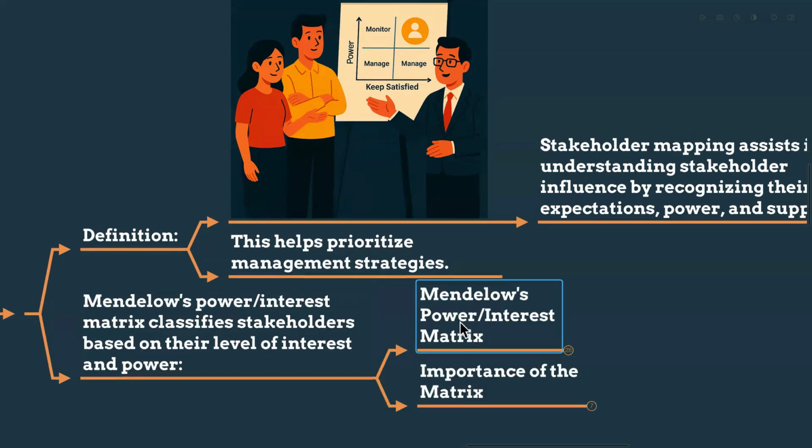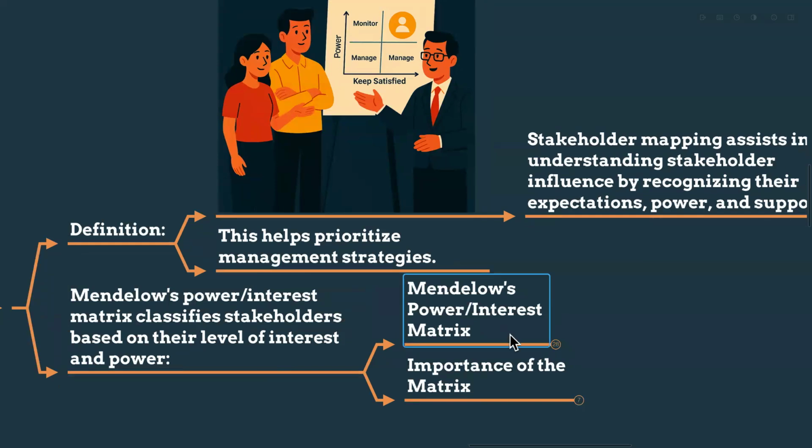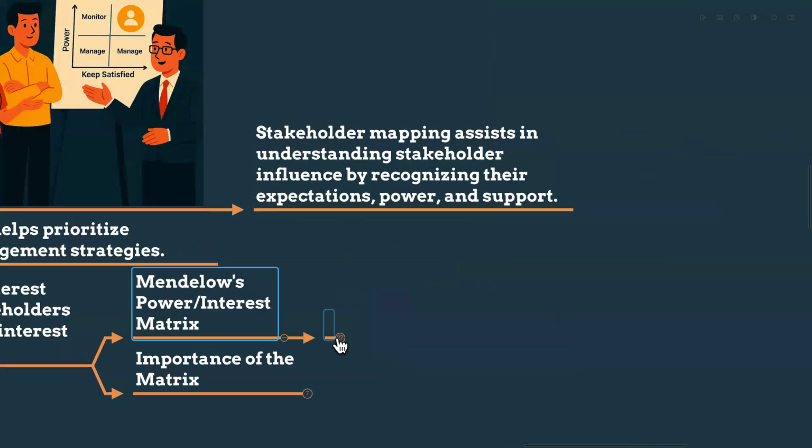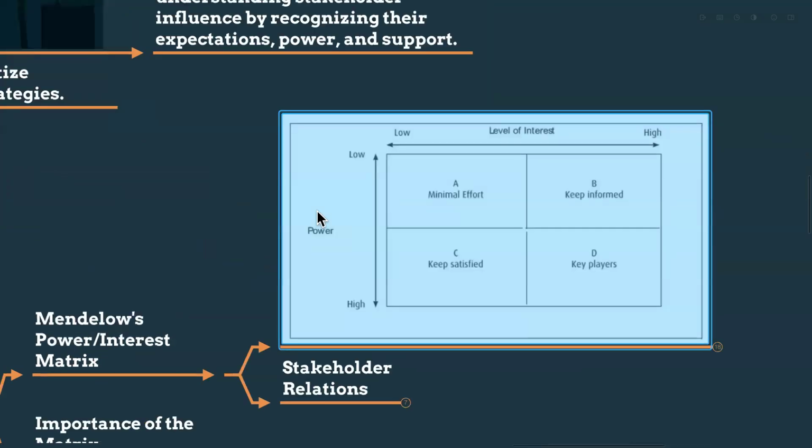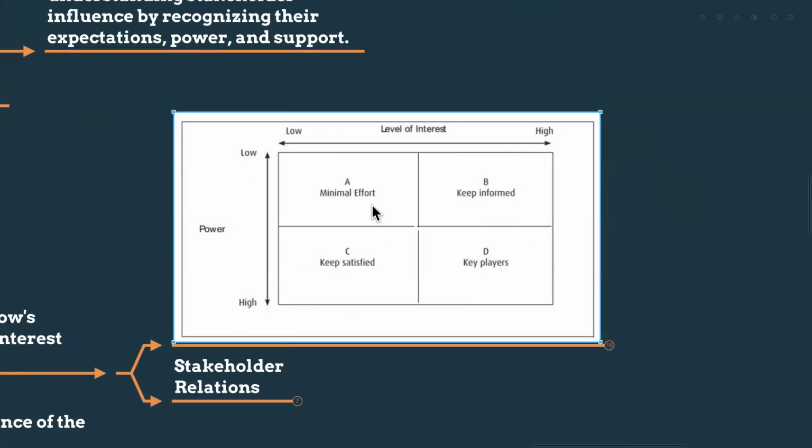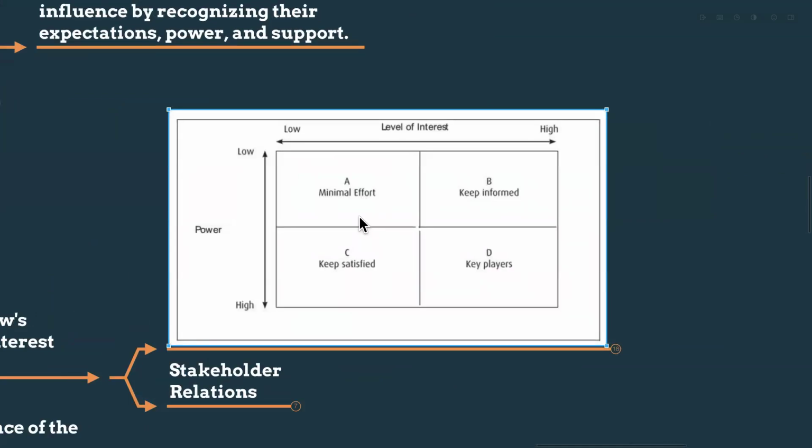So let's talk about this Mendelow's power interest matrix. It classifies stakeholders based on their level of interest and power. This is the actual Mendelow's stakeholder mapping. My dears, it's a diagram that places stakeholders into four groups: A group, B group, C group, and D group, based on their power. Here, this is power, and this is the level of interest.